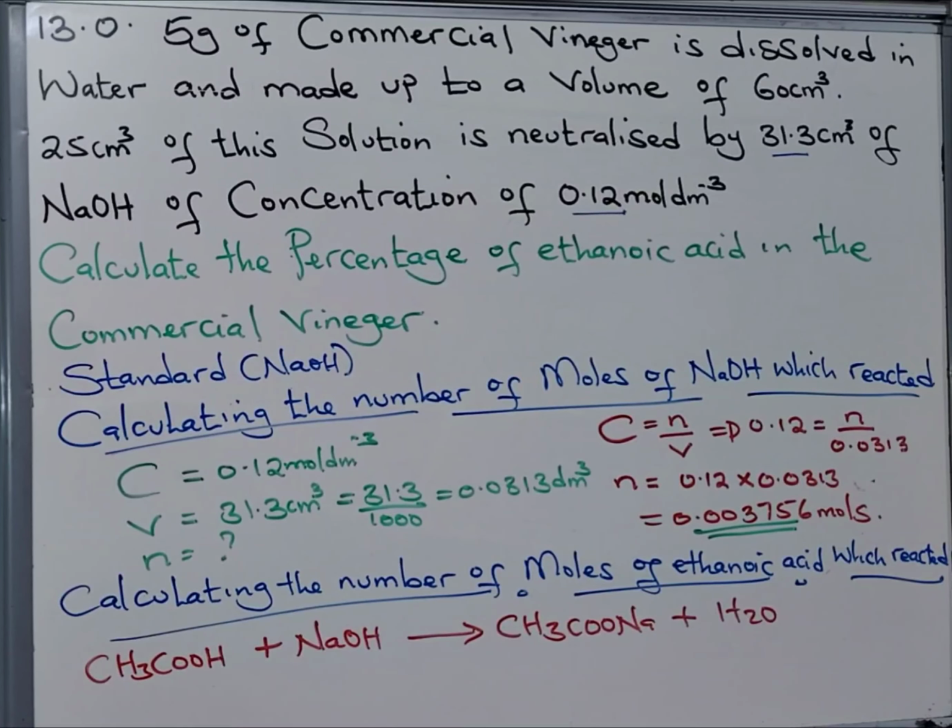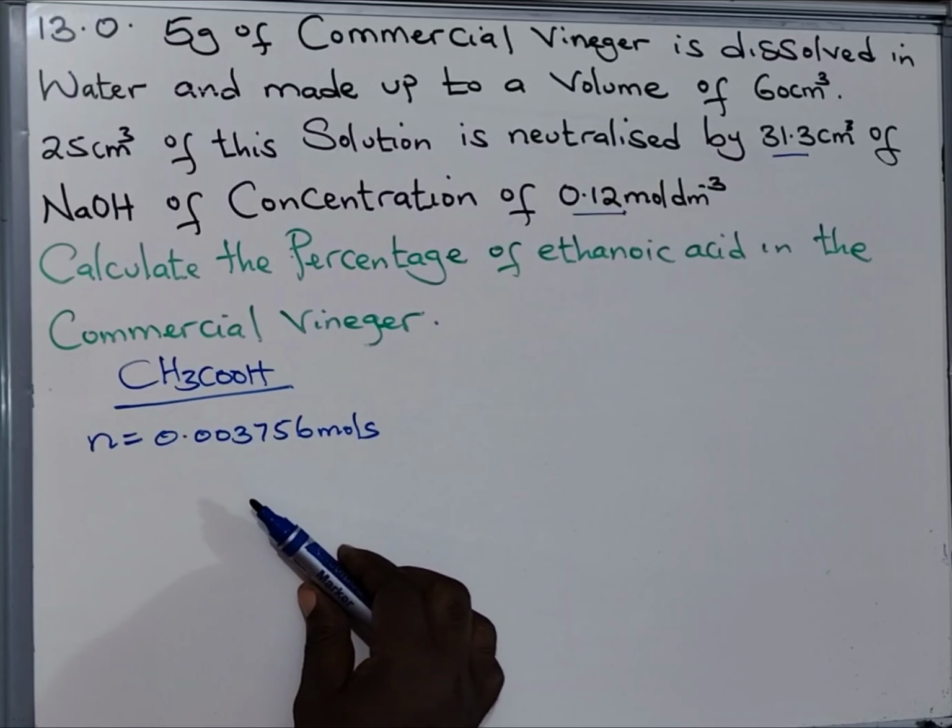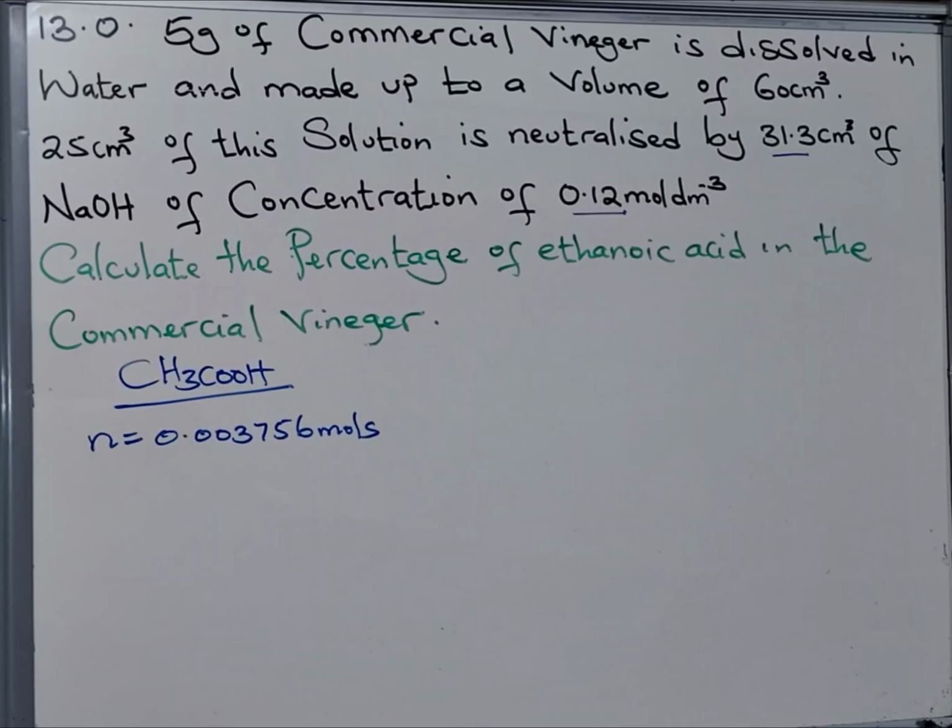Next step is to list everything you know about our ethanoic acid. Okay? What do we know? We know the number of moles of ethanoic acid which reacted, which is 0.003756 moles.